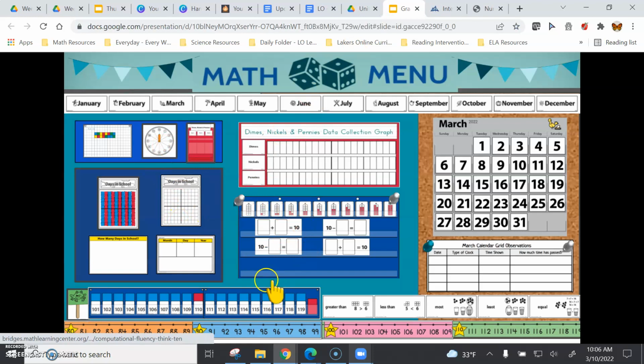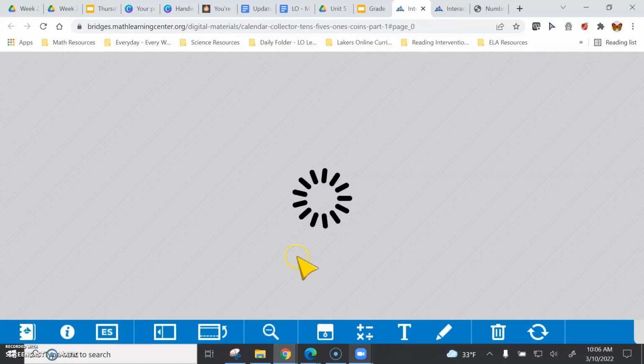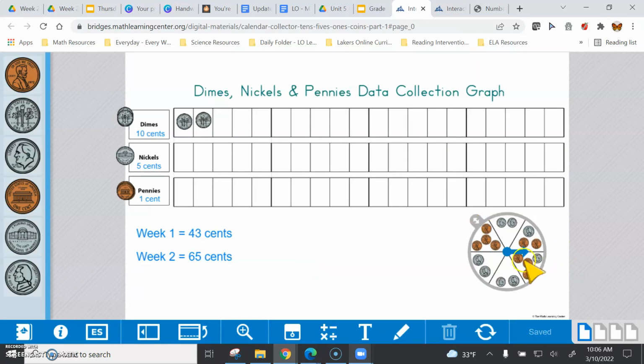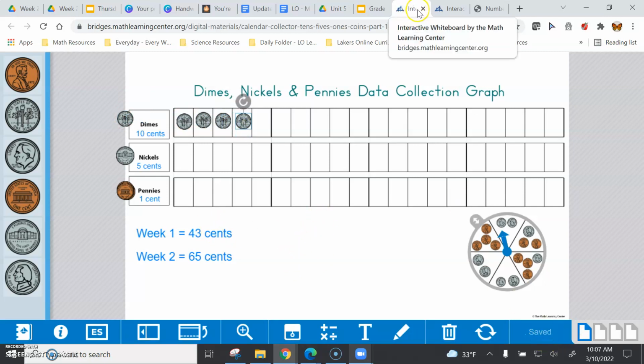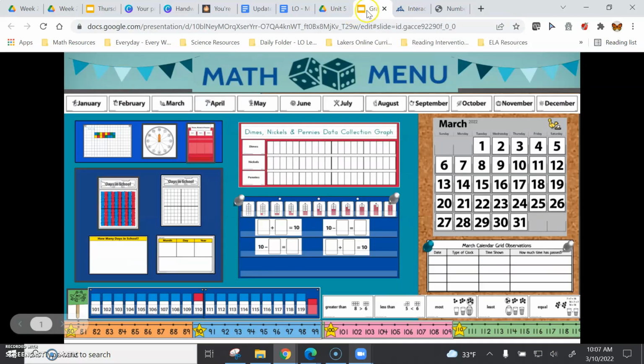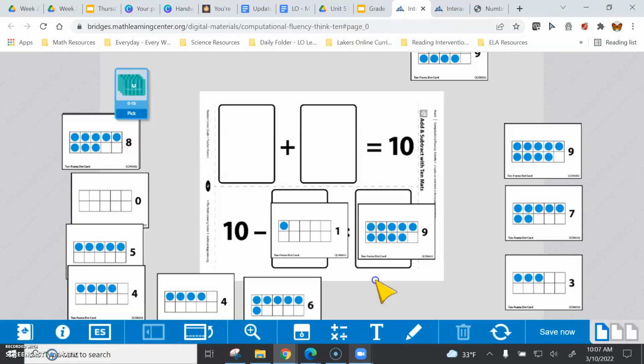And then, my dears, we are going to go to our dimes, nickels, and pennies collection because we need to add more coins to our collection. Whoa, do you see that? Another day where we have 2 dimes. So we'll add 2 dimes to our collection so far for this week. That means we have a total of 4 dimes all together. Very cool.